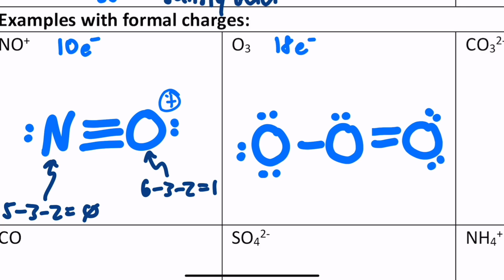Now, about formal charges, the formal charge of the oxygen on the left, that's a valence of 6 minus 1 bond minus 6 dots, so -1. The one in the middle, valence of 6 minus 3 bonds minus 2 dots, that's 1.